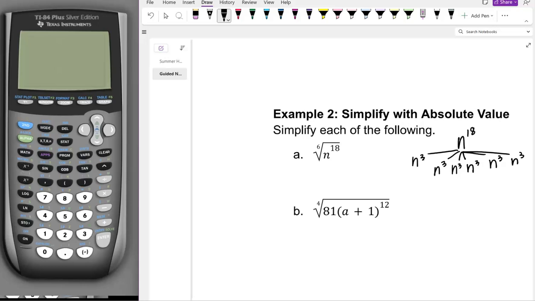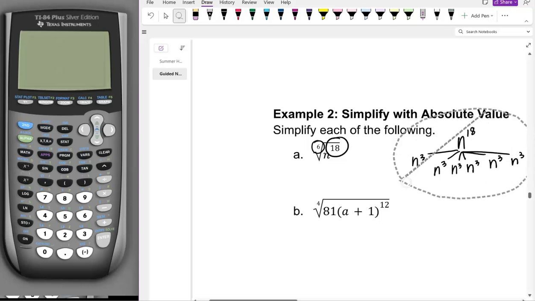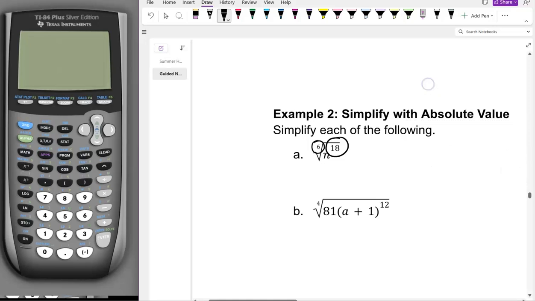But really, the shortcut is take the power, 18, divide it by the number on the radical. 18 divided by 6 is 3. So rather than sitting here and trying to figure out the factor tree, I would just take 18, divide it by the number on the radical, 6, and it's 3.